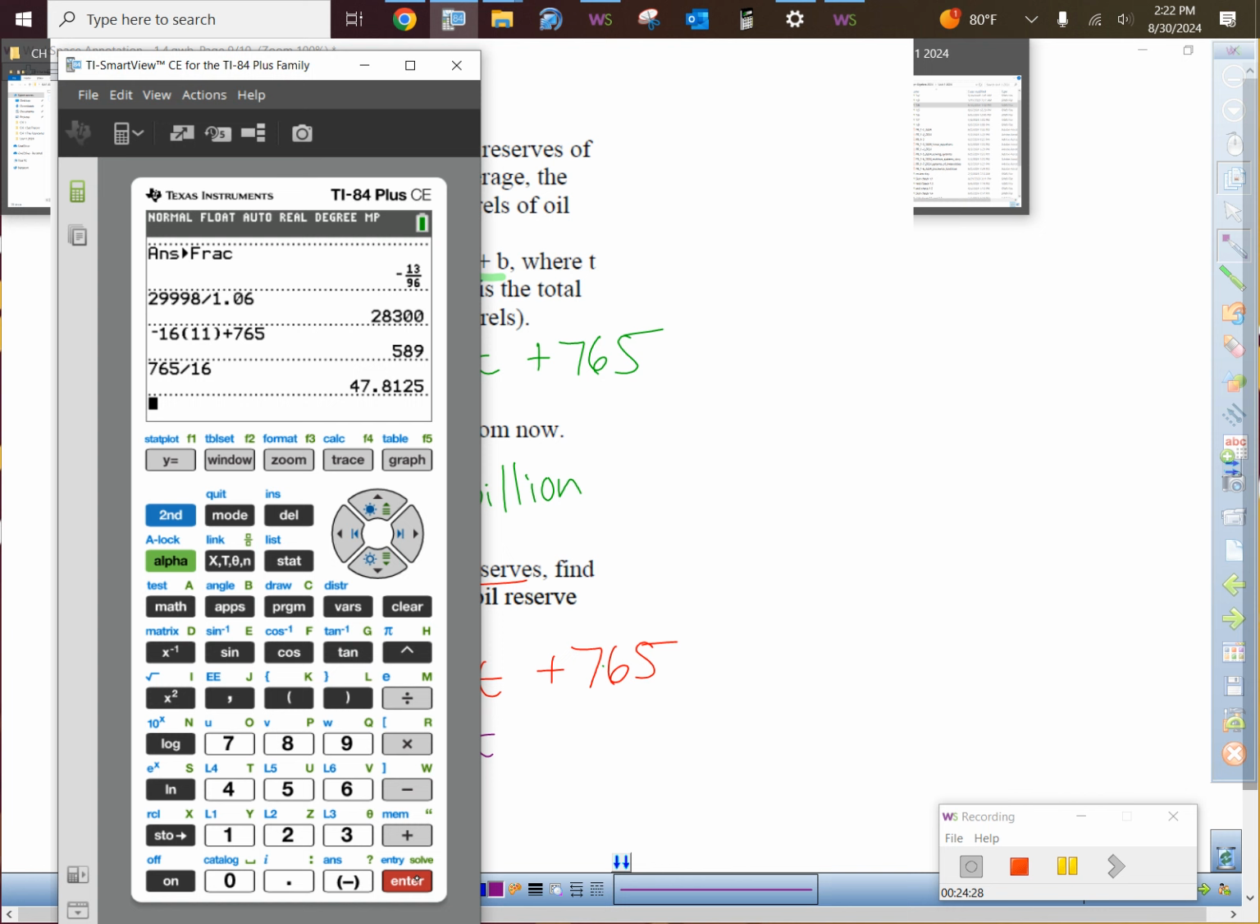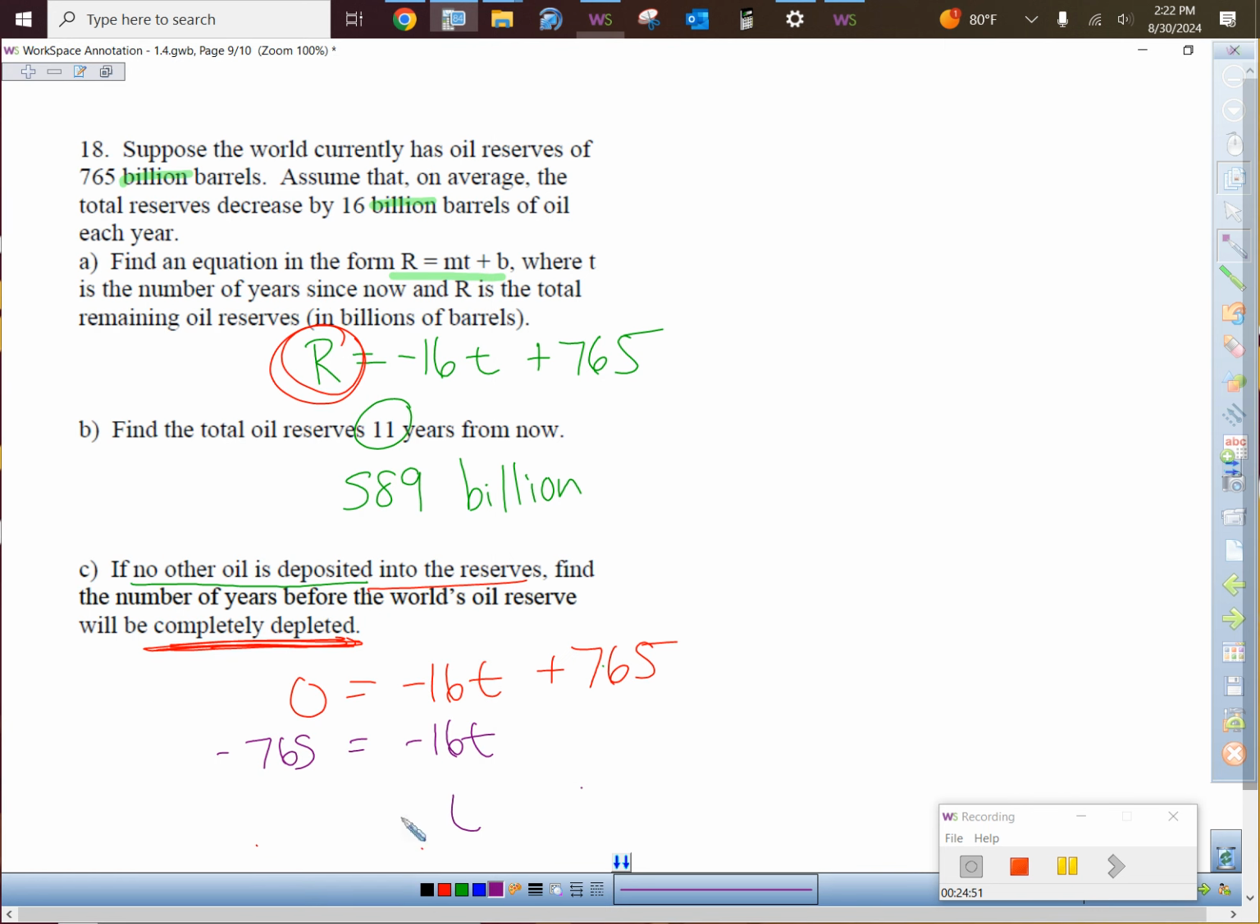If they're asking how many years would it take, that's a good question. Would it take 47 years or 48 years? Let me see what the number was again, 47.8. Would it take 47 years or 48 years? It would actually take 47, because isn't this less than 48? Are you with me? So it would happen in the 47th year.